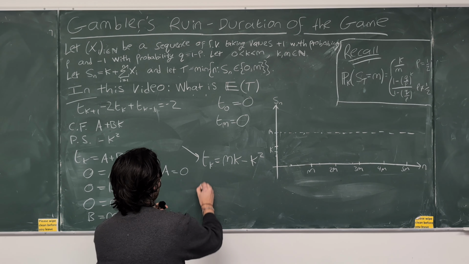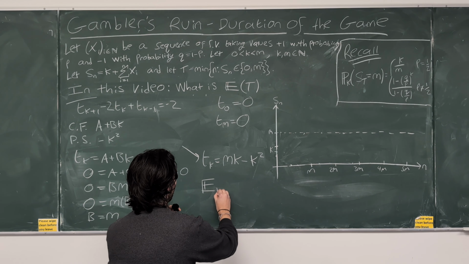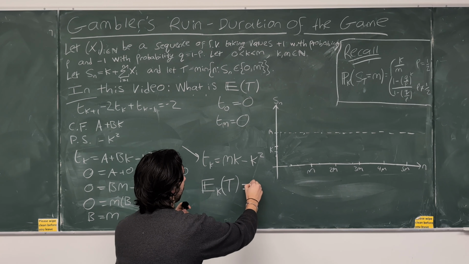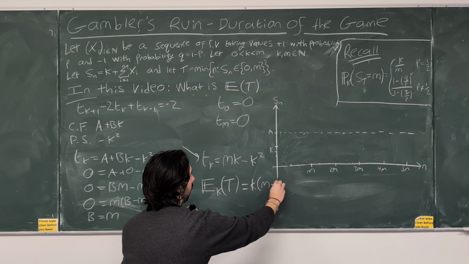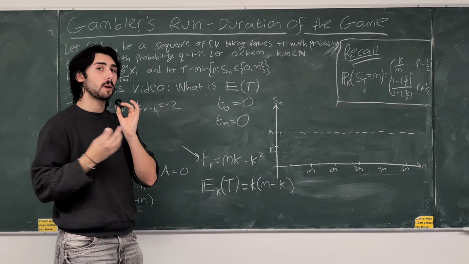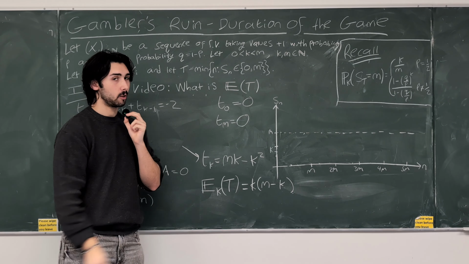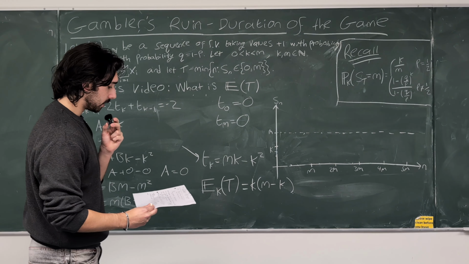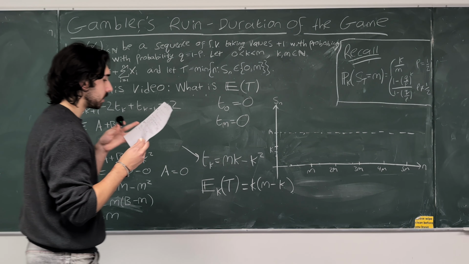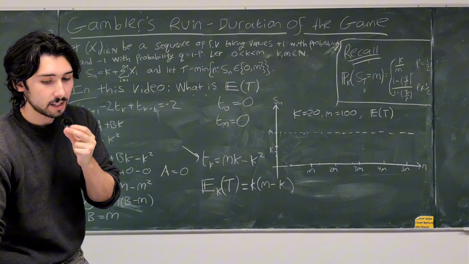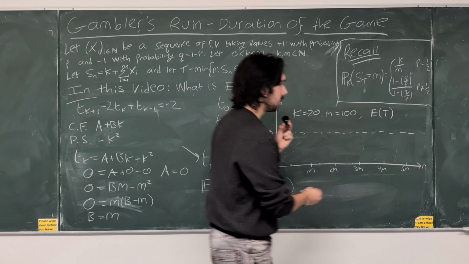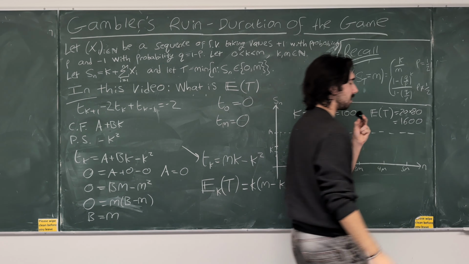So just to be clear, the expected duration of the game, if you start at k, is k times m minus k, okay? That is the answer. And again, that's for a simple symmetric random walk. That is when p is 0.5. Now, one more thing I'll leave you with is some numerical examples of this. So, for example, if k is 20 and m is 100, then the expected value of T is, of course, just 20 times 80, which is 1,600.